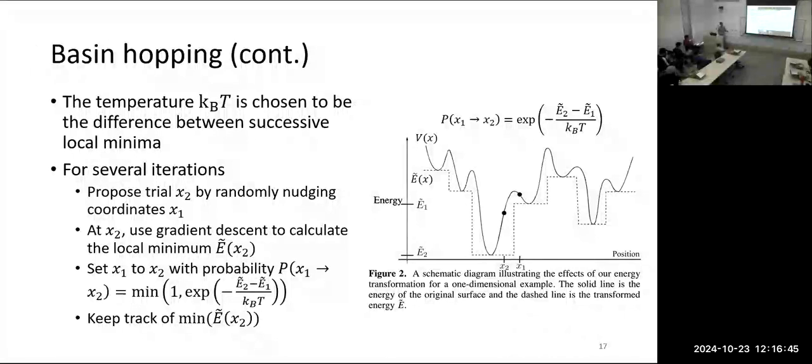So if your x2 has a better energy, then you automatically accept it, probability 1. But if your x2 has a worse energy, then the probability that you accept it is proportional to the exponential of the difference in the energies. And the idea is that if you repeat several iterations of this, in principle, the walkers will explore the full space of basins. And if you keep track of the minimum energy that you get, that will in principle converge to the minimum possible potential energy.